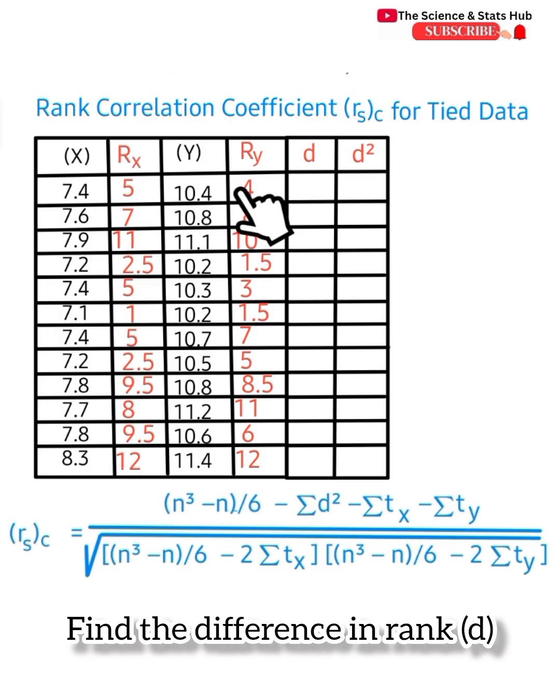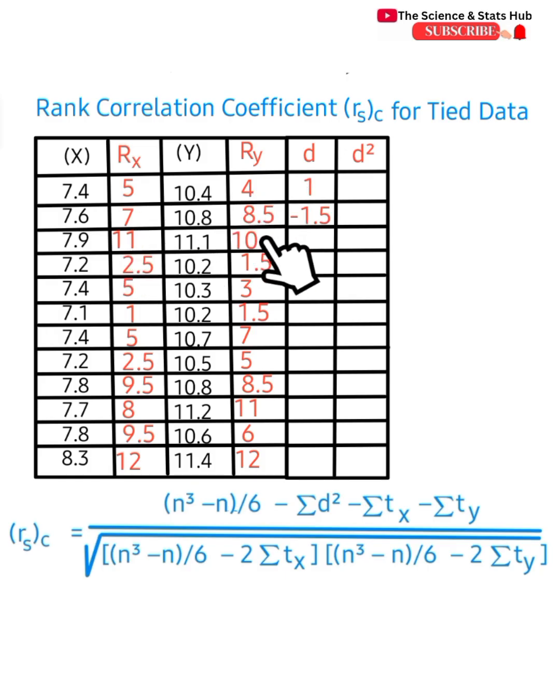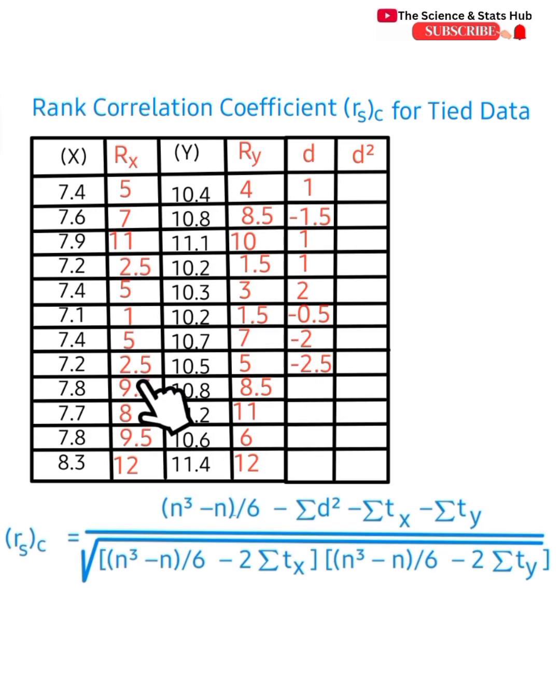5 minus 4, 7 minus 8.5, 11 minus 10, 2.5 minus 1.5, 5 minus 3, 1 minus 1.5, 5 minus 7, 2.5 minus 5, 9.5 minus 8.5, 8 minus 11, 9.5 minus 6, lastly 12 minus 12, 0.